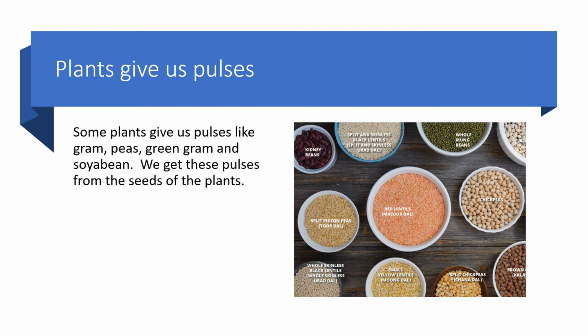Now let us learn the spellings of these new words here. Pulses. Gram. Peas. Green gram. Soyabean. I'll read up the lines to you once again. Plants give us pulses. Some plants give us pulses like gram, peas, green gram and soya bean. We get these pulses from the seeds of the plant.